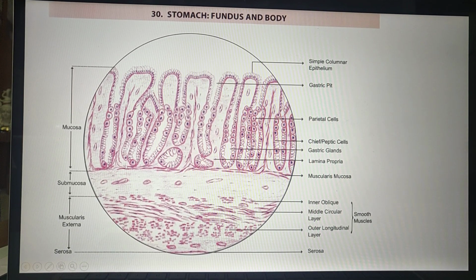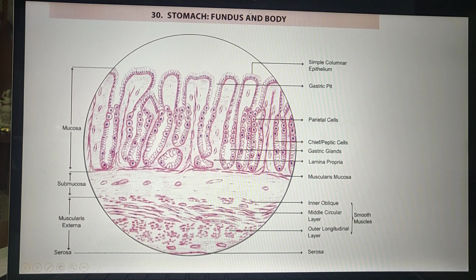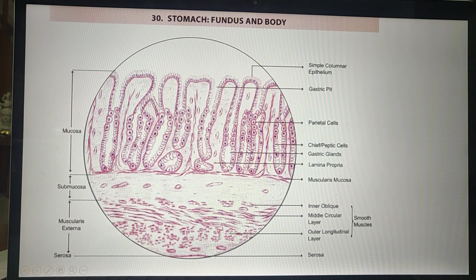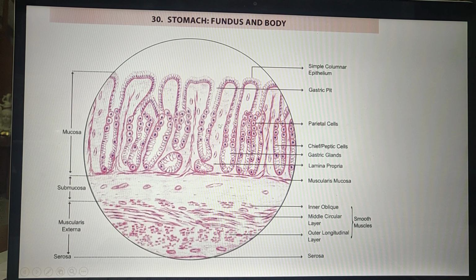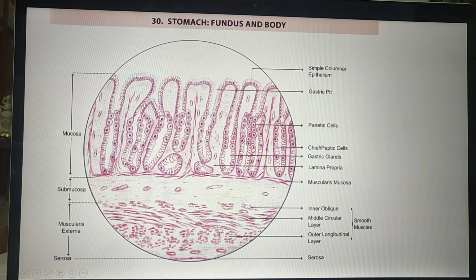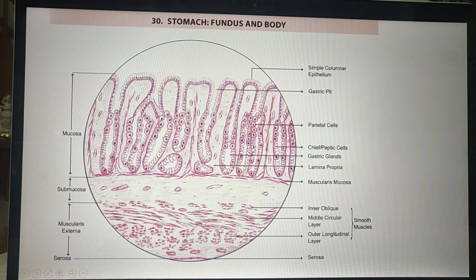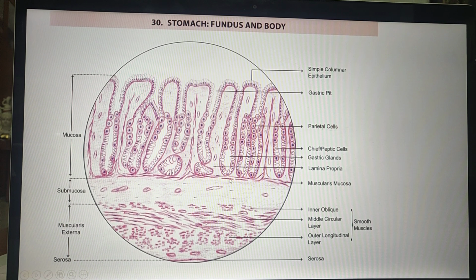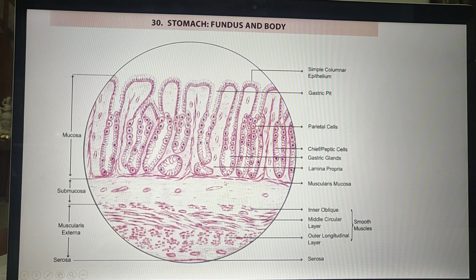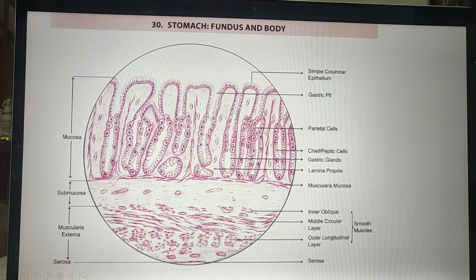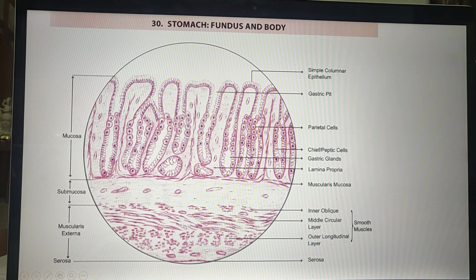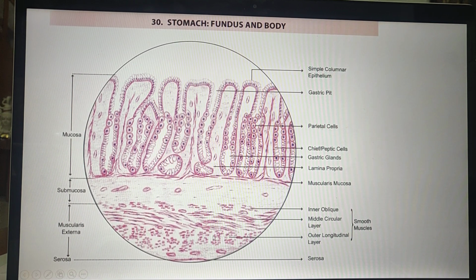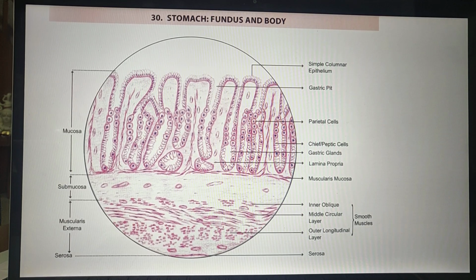Here you can see the slide of the fundus of the stomach. This is the gastric pits, and this is the gastric glands. Between the gastric glands or gastric pits there is the lamina propria. This is the muscular mucosa. This is the submucosa, which contains blood vessels and nerve plexuses. And the muscularis externa has three layers: the oblique layer, middle circular and outer longitudinal layer, and the outermost is called the serosa, which is lined by the peritoneum.